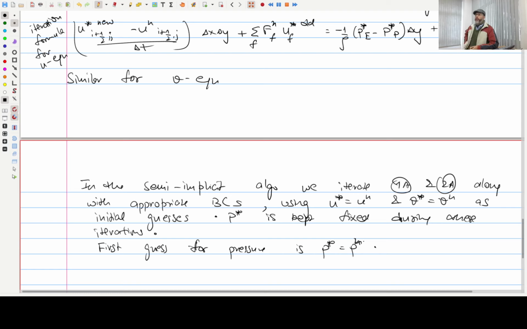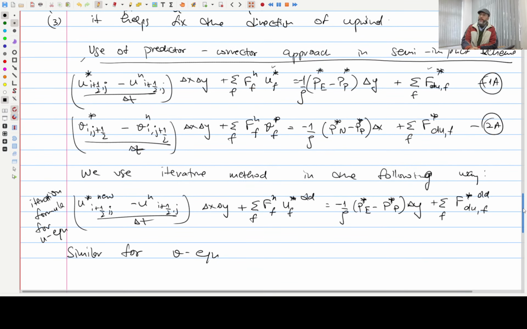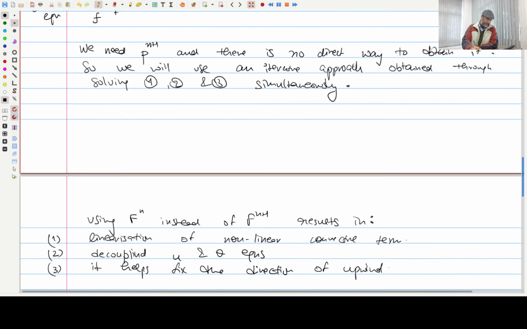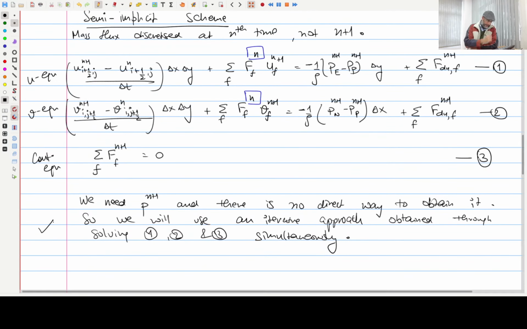So rather than starting from 0, which will require you to move from 0 all the way to the solution, you start with un and vn. So un and vn will be the first guess for this iteration. And then you keep iterating with this pn value until you get u star and v star, which are the solutions to the equations 1a and 2a. Once you do that, then you have obtained the solution to the first iteration with the guess Pn. So this is where we'll have to read this line. So it says we use an iterative approach to get Pn plus 1.